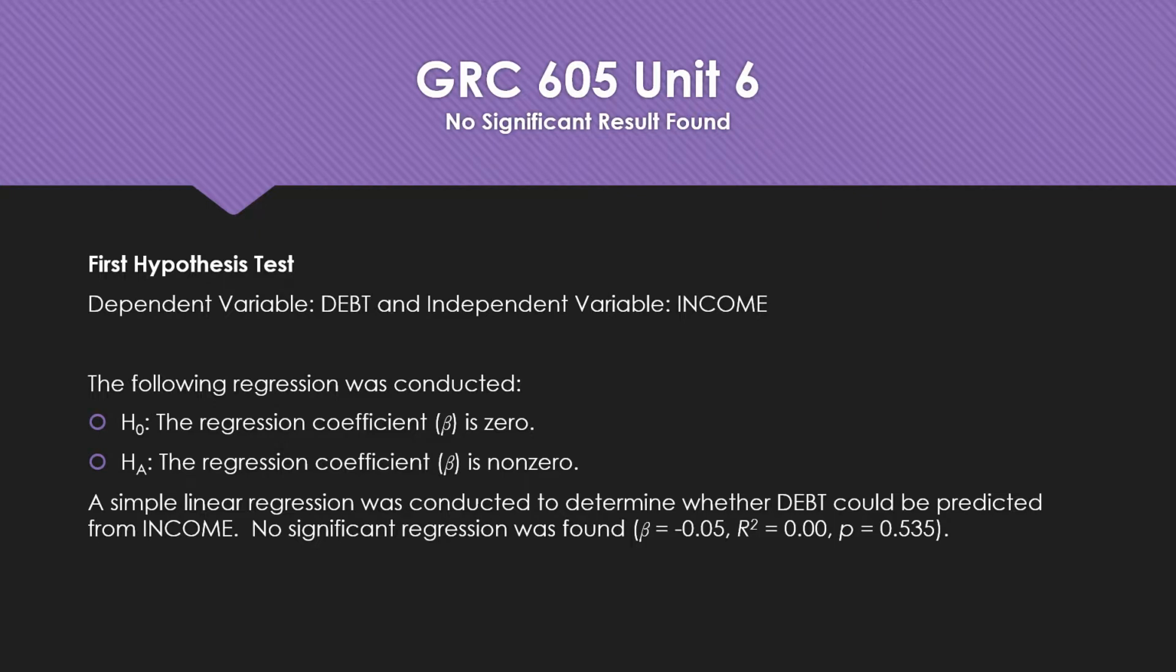For our first hypothesis test, the dependent variable is debt and the independent variable is income. The following regression was conducted. Null hypothesis, the regression coefficient is 0. The alternative hypothesis, the regression coefficient is non-zero. A simple linear regression was conducted to determine whether debt could be predicted from income. There was no significant regression that was found. Beta came in as a negative 0.05, the R-squared value 0.00, and the p-value 0.535.